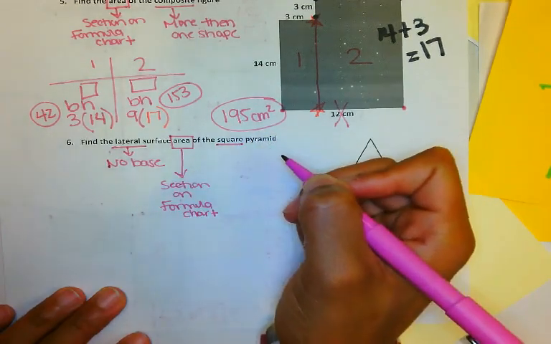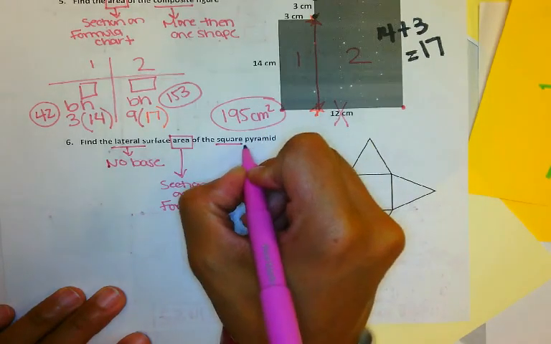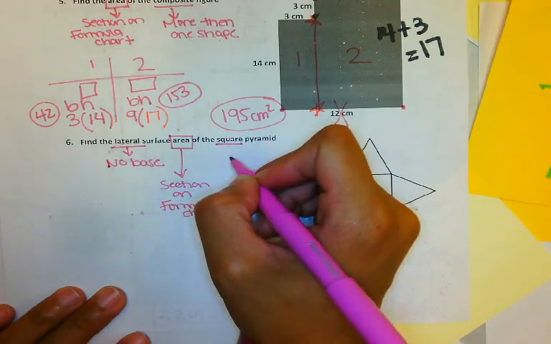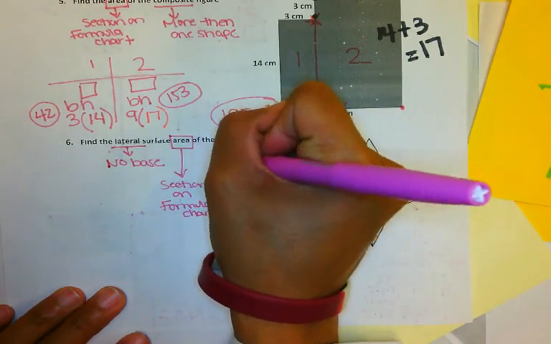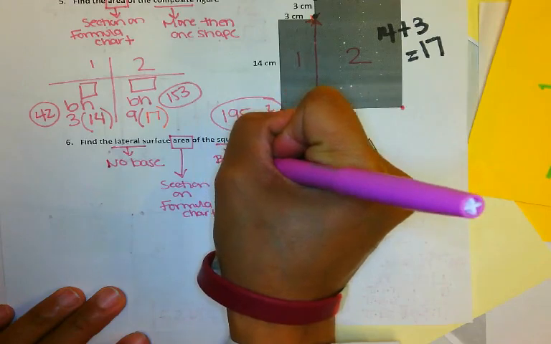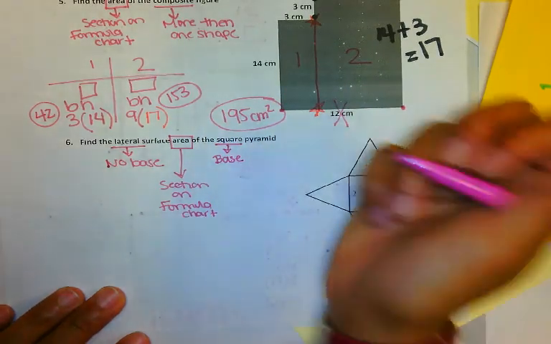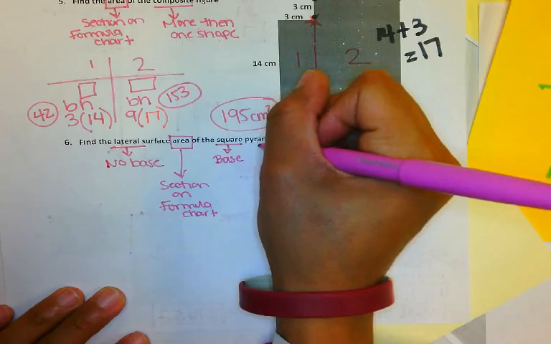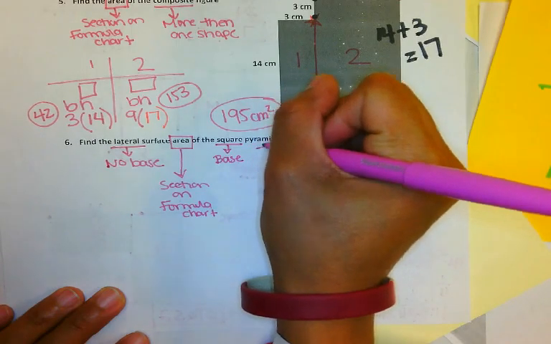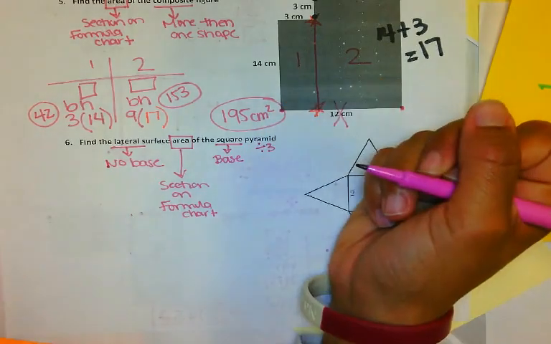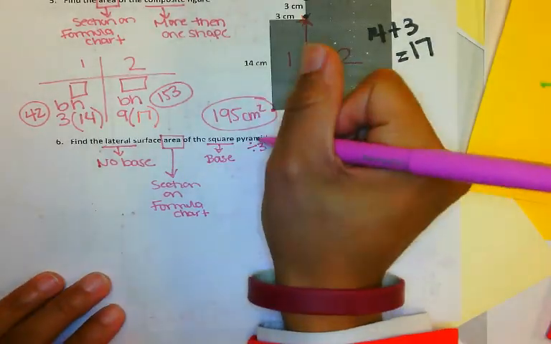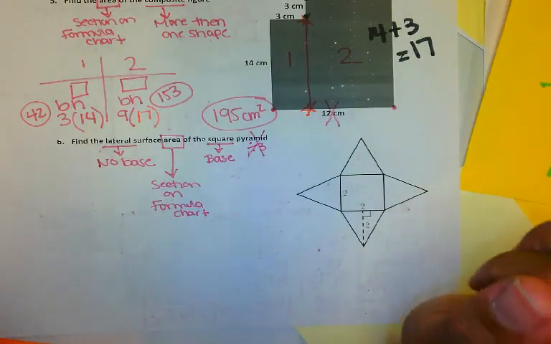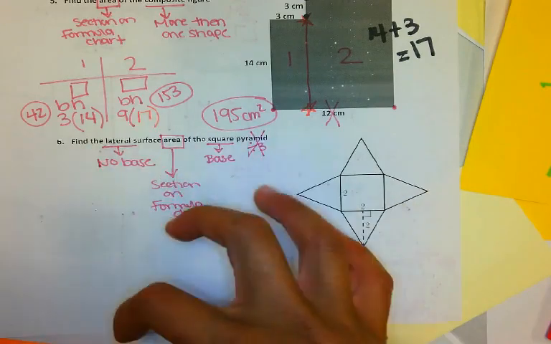Square doesn't really tell me anything. Actually, square does tell me something. What does square tell me? I'm hoping you said that the square is the base, because that's what it is. It's the base. And then pyramid tells me, hopefully you said divide by 3, but pyramid is over here under volume. We're not looking for volume, right? So I really don't care that it's a pyramid. So I got all my information.